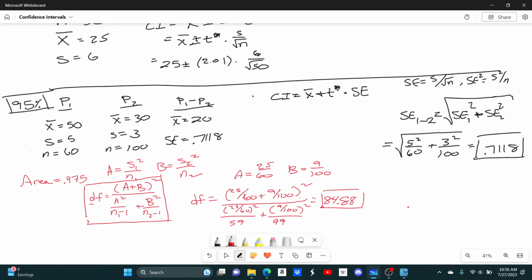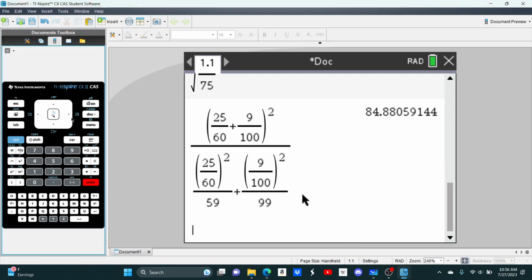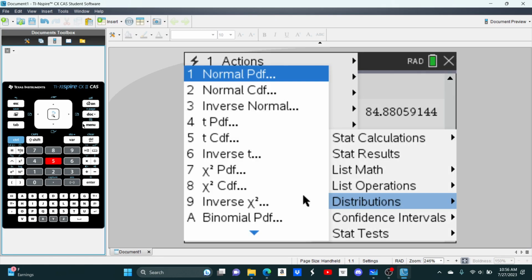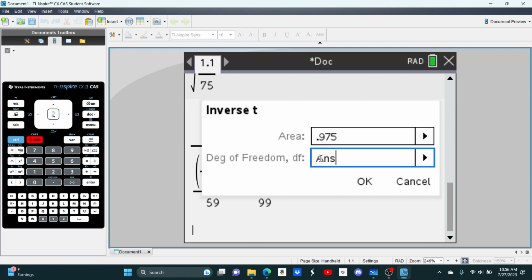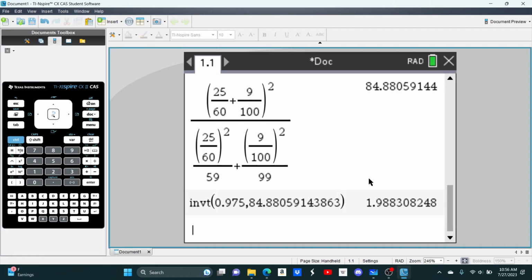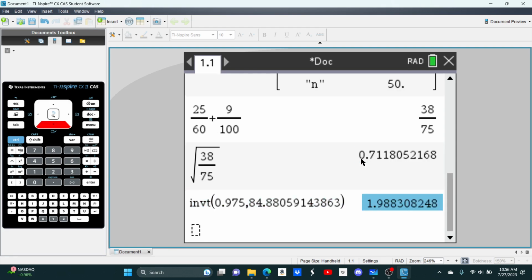So now we can finally calculate our t-statistic. So we go to Menu, Statistics, Distributions, Inverse t. Our area is 0.975. Our degrees of freedom is 84.88. And so we get a t-statistic of 1.9883. So I'm going to go ahead and delete that.